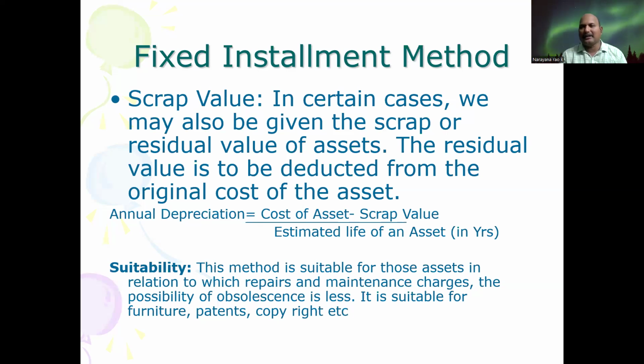We estimate our asset is working for 10 years. We buy that product for 1 lakh. After 10 years, whatever scrap we have, the asset will be sold for 10,000. That means with this formula, 1 lakh minus 10,000 divided by 10. Every year, the rate of depreciation is 9,000. At the end of the 10 years, the scrap value is 10,000. When we sell it, we get the 10,000. The asset will be closed.